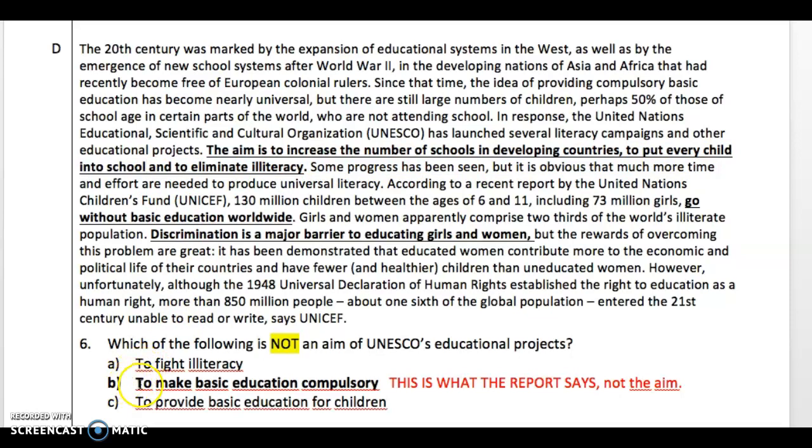But if you look at B, to make it compulsory, this is here, and it is the explanation of the report. Okay, it's what the report says, not the aim of UNESCO. So it is important, please be careful of this difference.